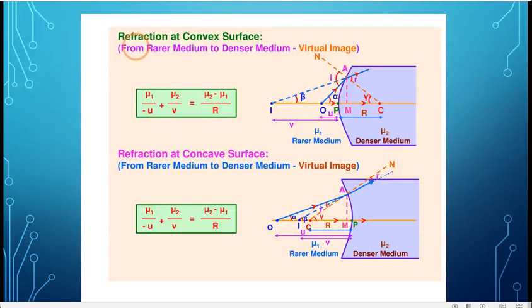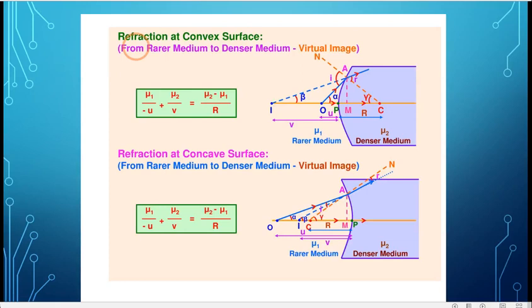Moving towards the next point, there are a few conditions for that. These conditions are not there in your textbook, but for numericals it's very important. Go through that. Refraction at a convex surface. First step, from rarer medium to denser medium.